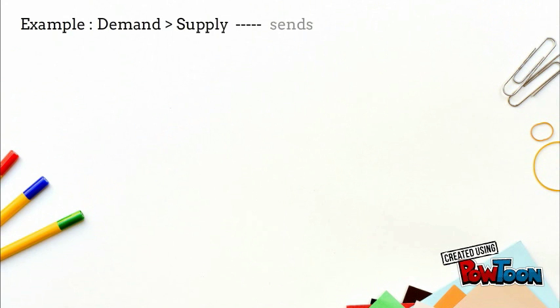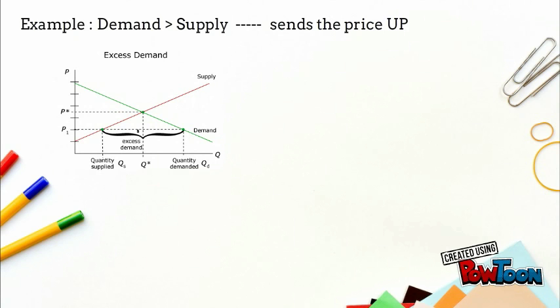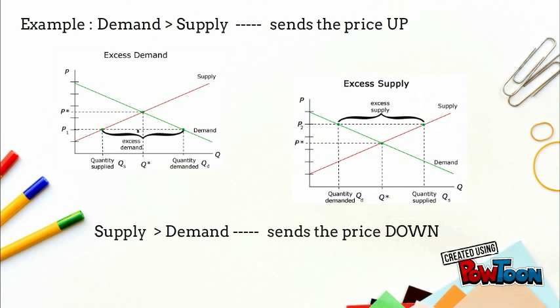For example, when the demand is more than the supply in the market, it will generally send the price up because people want to generate more profit. On the contrary, when the supply is more than the demand, it will generally send the price down because nobody wants to buy the goods and the price will decrease naturally.